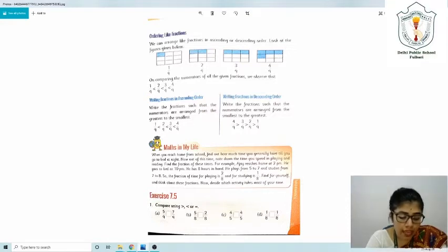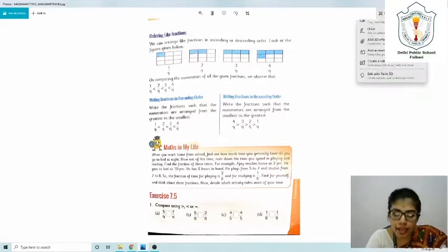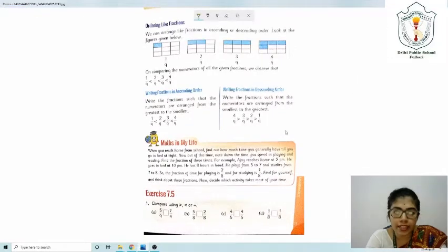Now you see exercise 7.5. What we have to do is compare using greater than, smaller than and equal to. So children, this sign indicates a greater than sign. Please remember, don't make this mistake. This is greater than.